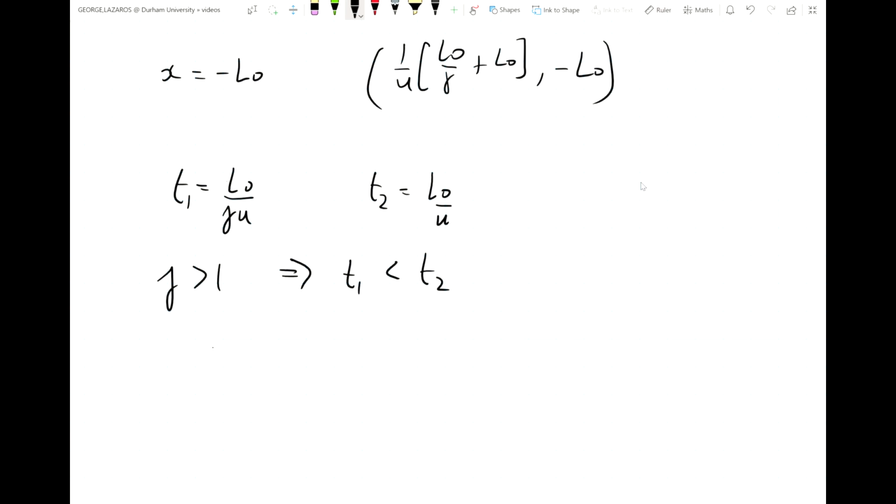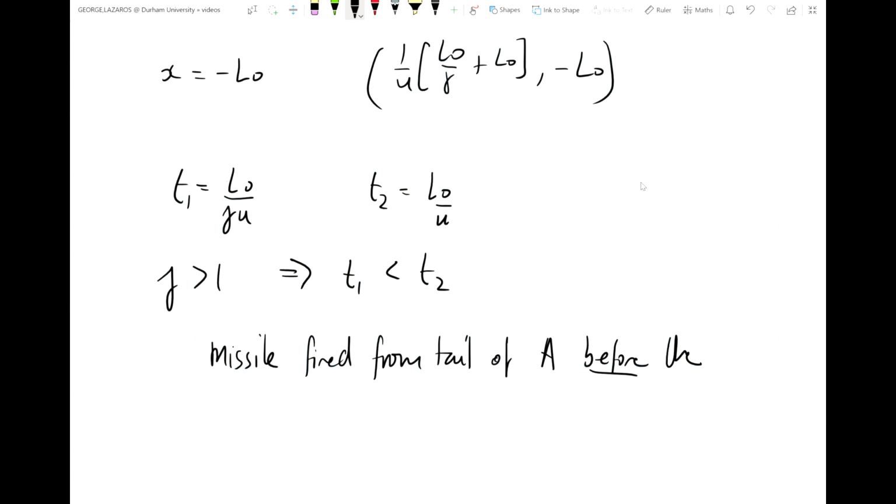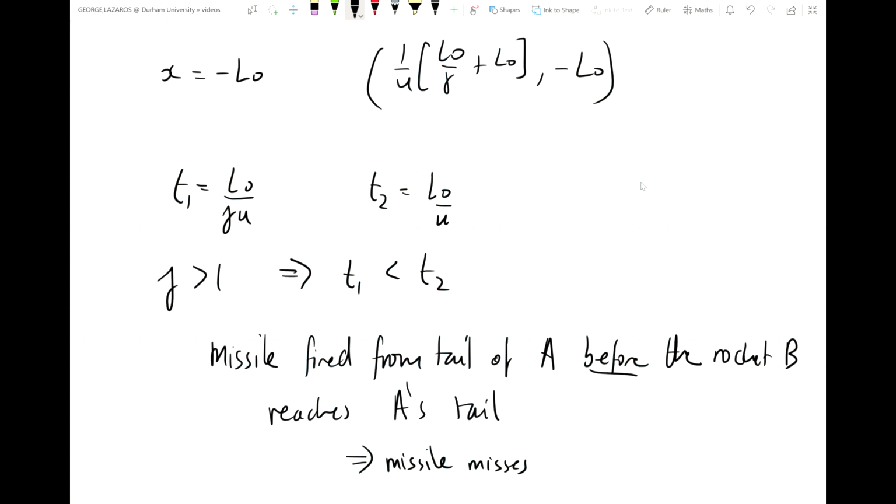So this means the missile is fired from the tail of A before, that's important, before the rocket B reaches A's tail. So therefore the missile misses B. Just to clarify, the missile is fired from the tail of A, but rocket B is not at the tail of A yet, which means the missile simply misses B.